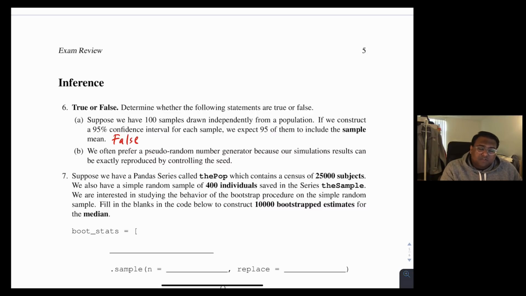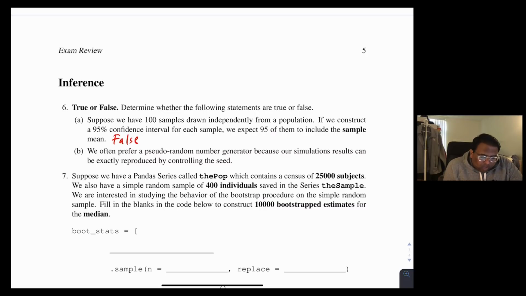What confidence intervals really say is that if we construct many 95% confidence intervals, we'd expect 95% of them to include the true population parameter. So if this instead said population, then it would be true. But since it says sample, it doesn't really make any sense because we're using the sample means to create our confidence interval. So that's false.